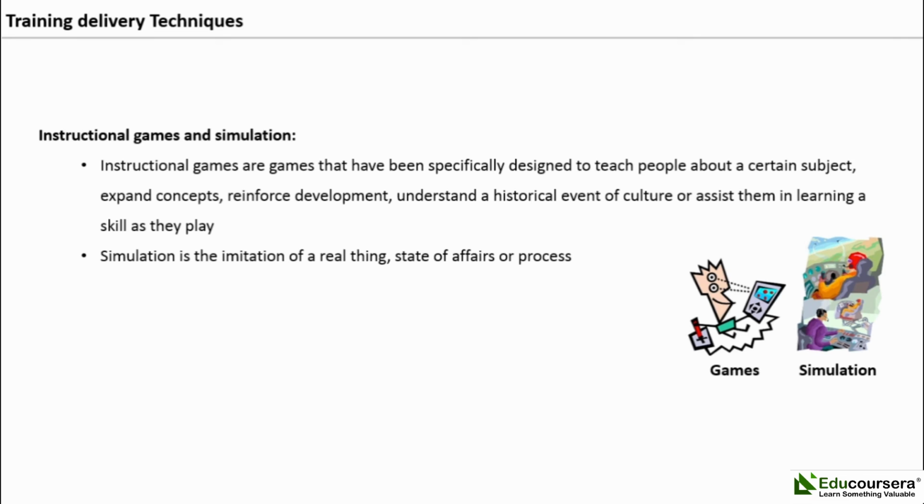Simulation is the imitation of a real thing, state of affairs, or process. The act of simulating something generally entails representing certain key characteristics or behaviors of a selected physical or abstract system. The prime advantage of simulations is that they allow practice of real-world skills under conditions similar to those in real life.